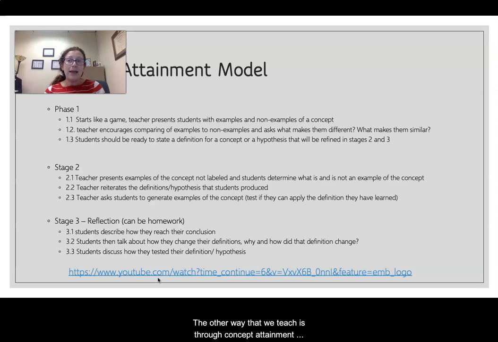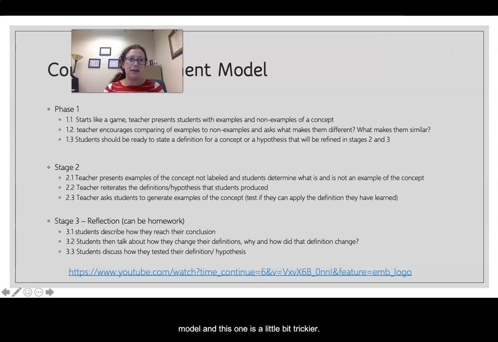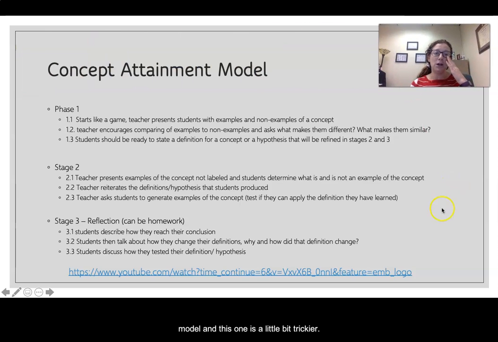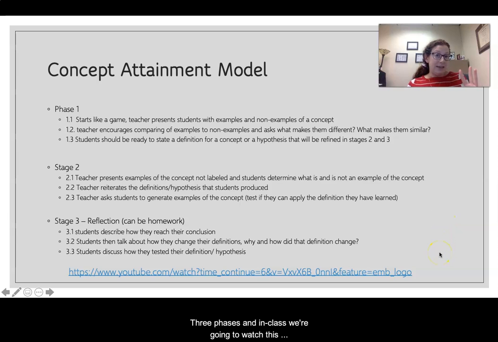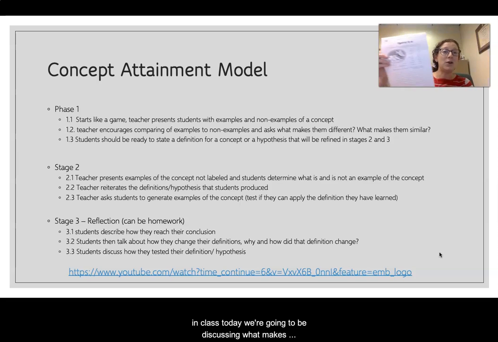The other way that we teach is through concept attainment model, and this one is a little bit trickier. It's 3 phases, and in class we're going to watch this YouTube video, but feel free to watch it on your own. And it's phase 1, it starts like a game. Your teacher presents students with examples and non-examples of a concept. So in class today, we're going to be discussing what makes something living and what makes something not living.